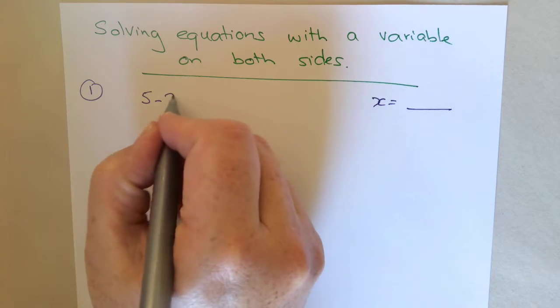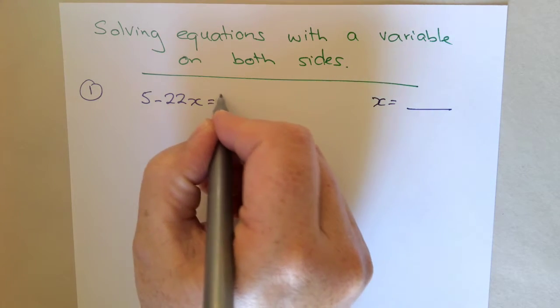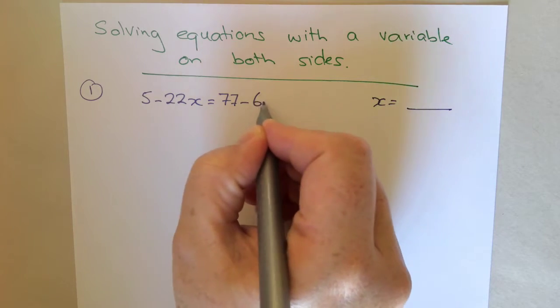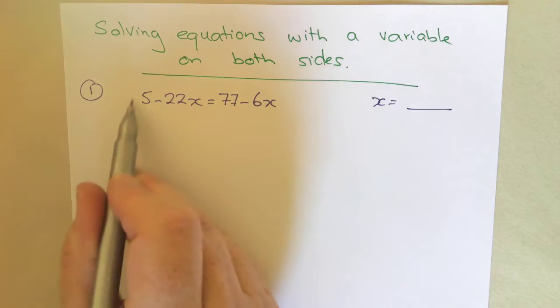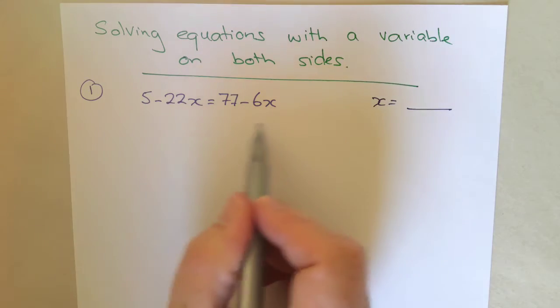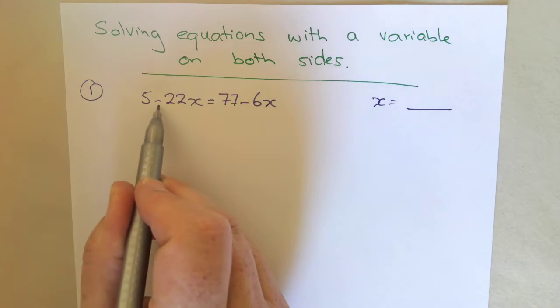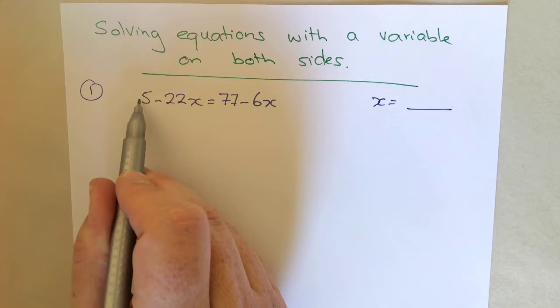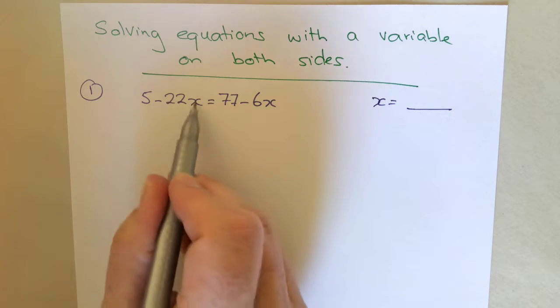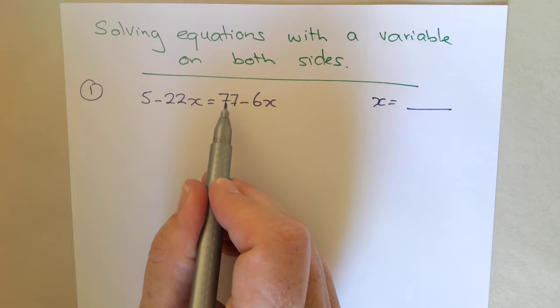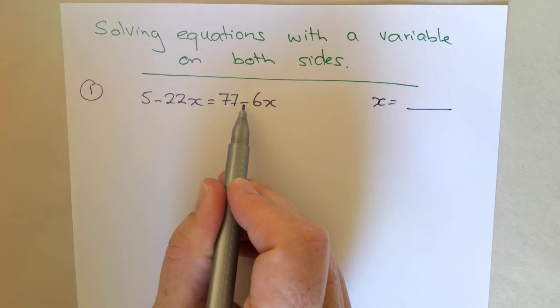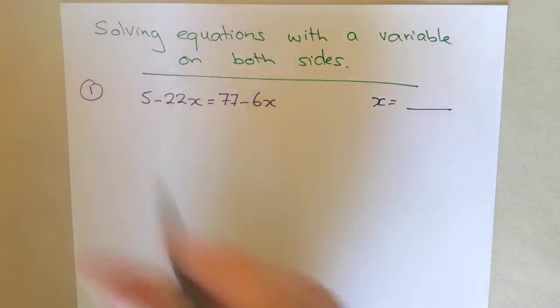So 5 take away 22x is equal to 77 take away 6x. So what I want to do is I want to get all the x's on the left hand side and all the numbers on the right hand side. So this number 5 needs to move. This negative 22x is going to stay on the left. The equals will stay there. The 77 is going to stay where it is, and the minus 6x is going to move.